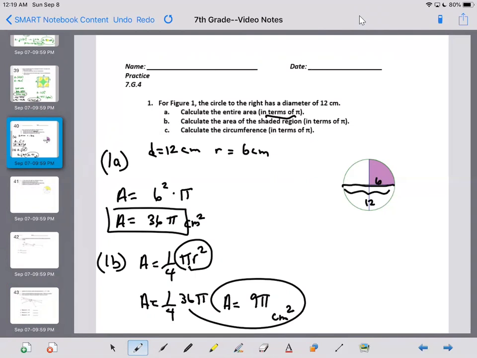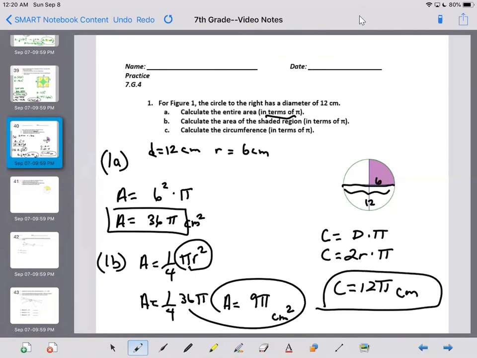And then C says calculate the circumference in terms of pi. Well, the circumference, remember, is diameter times pi, or circumference equals 2 times the radius times pi. So it's whatever you want to use. You want to use the diameter, or you want to use 12, or you want to use 6. It doesn't matter. If they use 12, then it would be 12 pi centimeters. It's a linear measurement.